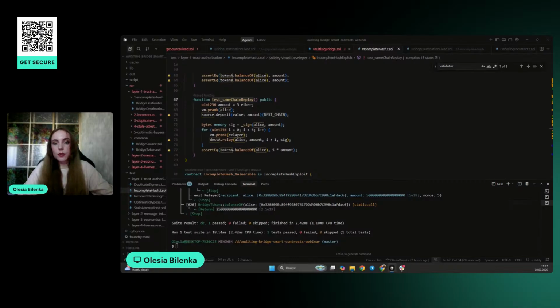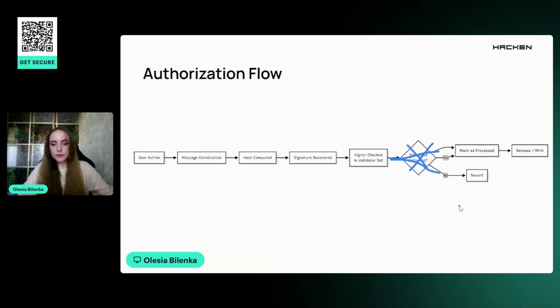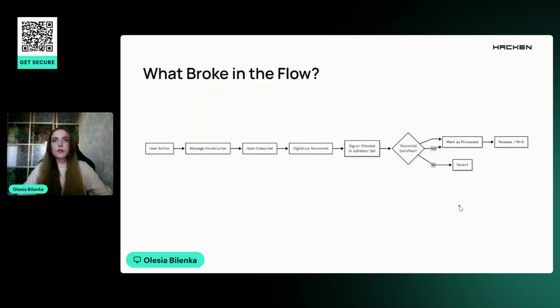Let's go back to our flow and analyze. What assumption was violated here? This is right here at the hash computed step. The hash was not complete. It didn't bind the signature to a specific chain, specific bridge instance, or a specific nonce. So the same signature was valid everywhere and forever. This is called the incomplete hash pattern. No domain separation means cross contract replay.